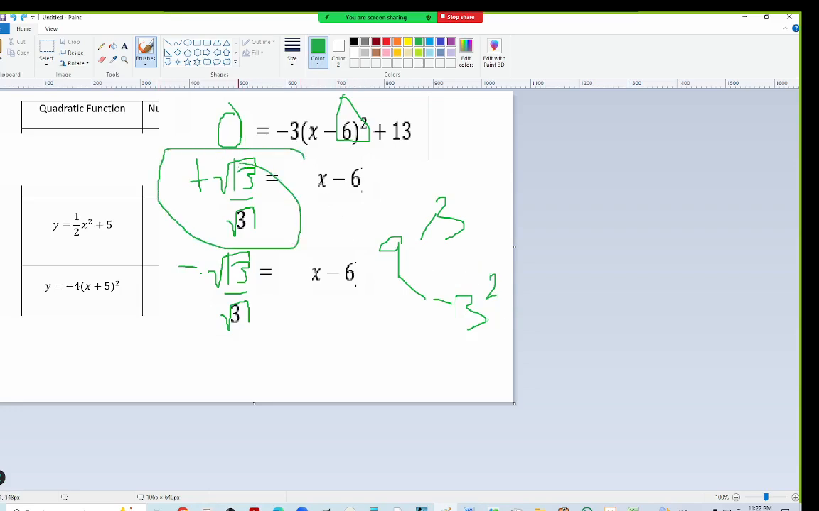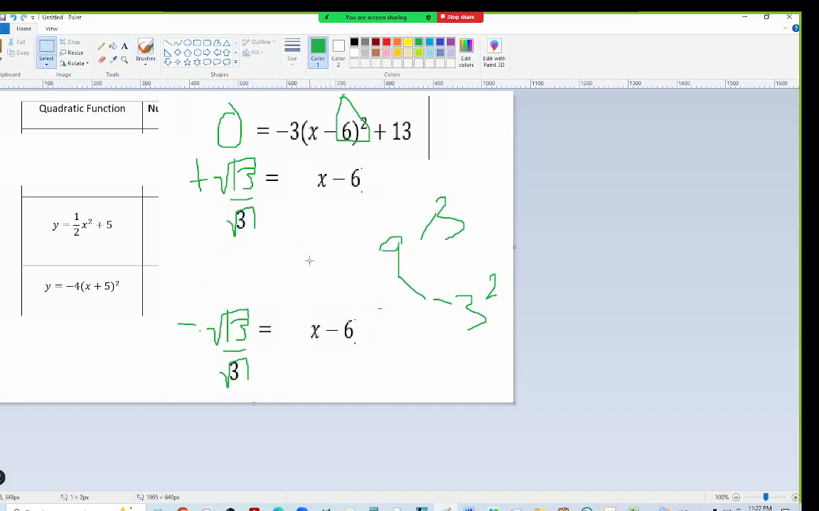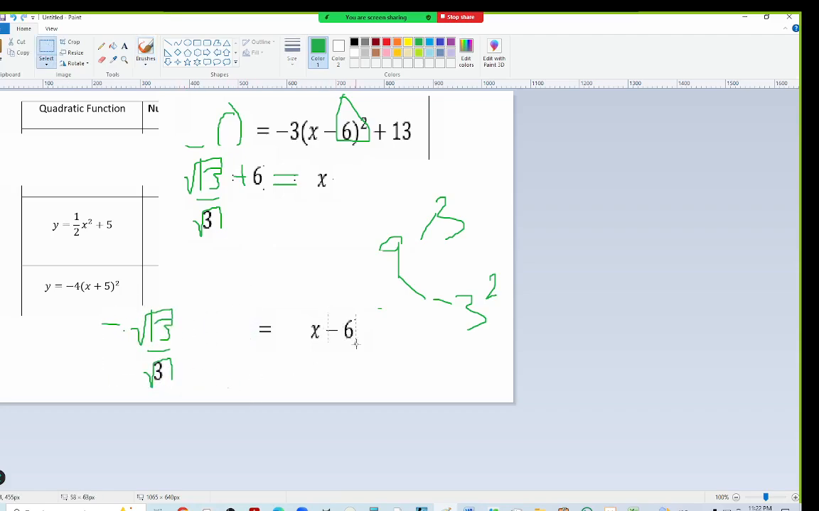I've got plus. Let's do this top one. I'm almost done. What do I do? Plus 6. So this, believe it or not, is a legitimate answer: the square root of 13 over 3, plus 6. And then what about down here? It's still plus 6, but this one on the left is negative. Right? So that's my two answers.